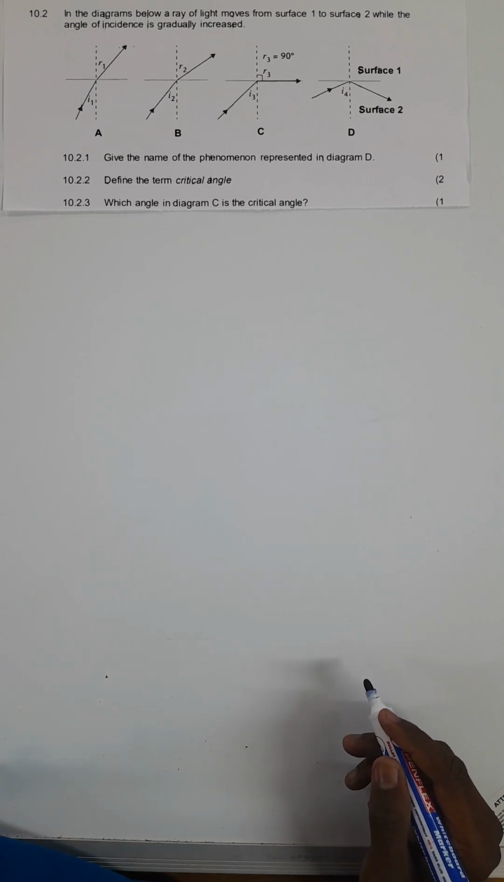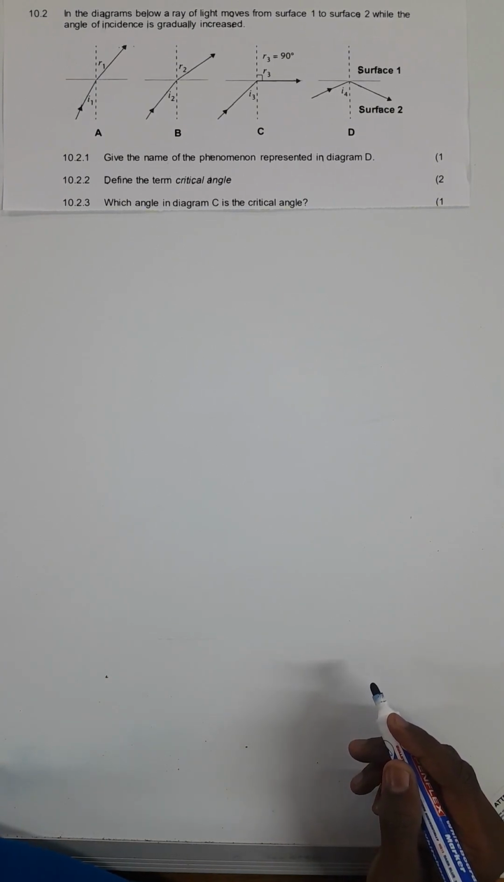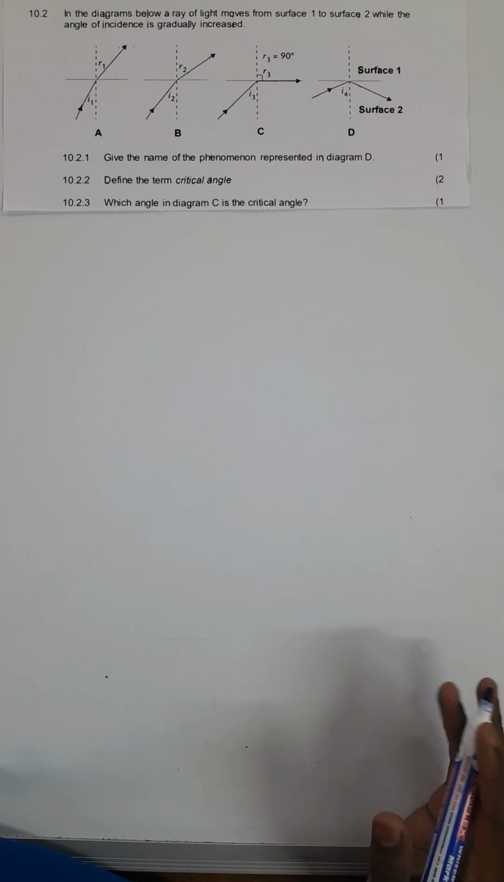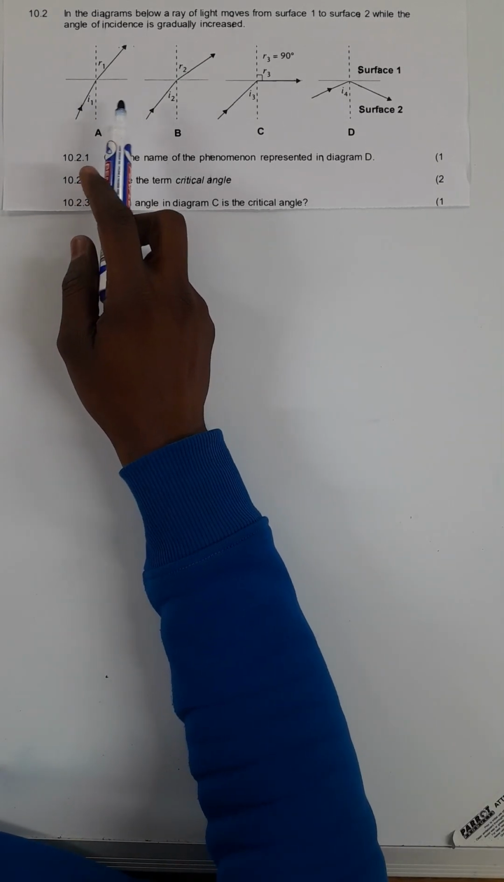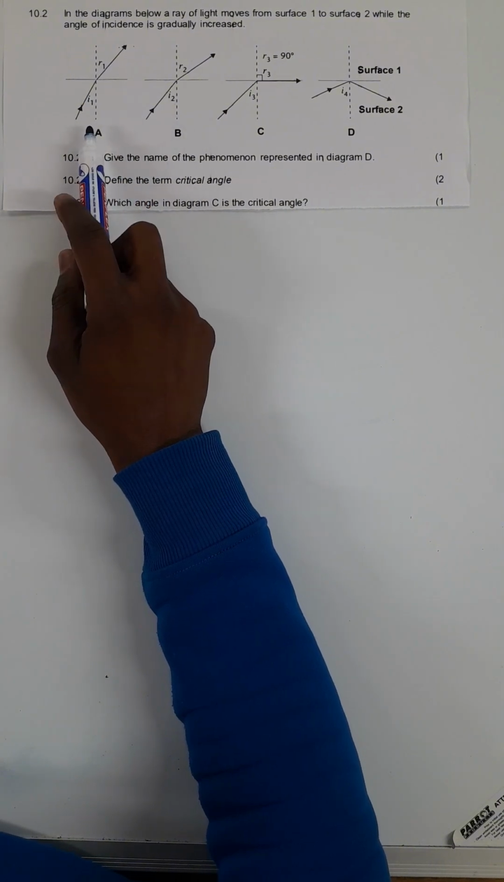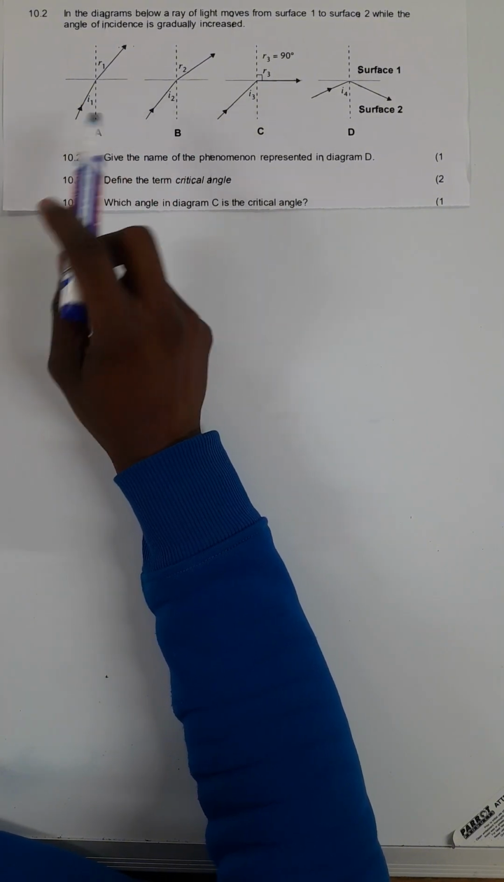In the diagram below, a light ray moves from surface 1 to surface 2 while the angle of incidence is gradually increased. They keep increasing the angle of incidence, and let's see what happens. You can see that it keeps bending, bending away from the normal. The more they increase the angle of incidence, the further away it goes.